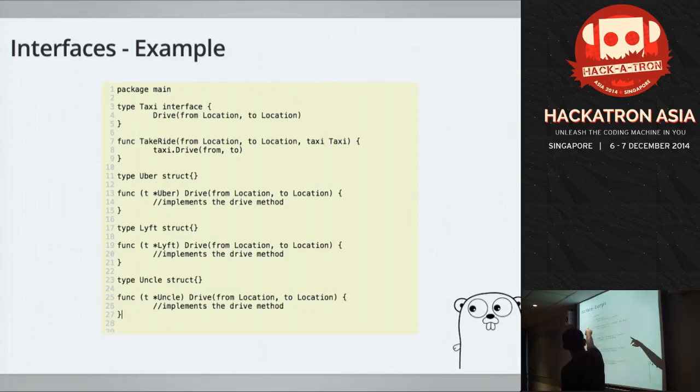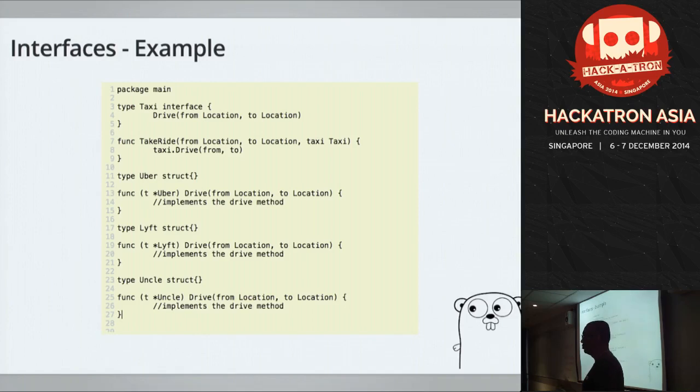So here at the top, you can see I have defined an interface called Taxi, which needs to have a method called Drive from one location to another. The smart thing about this is that you don't define it in the implementation, but in the interface. Imagine some other company comes in the future and implements a Drive method. They're automatically usable in this taxi ride. It's kind of smart in that way.